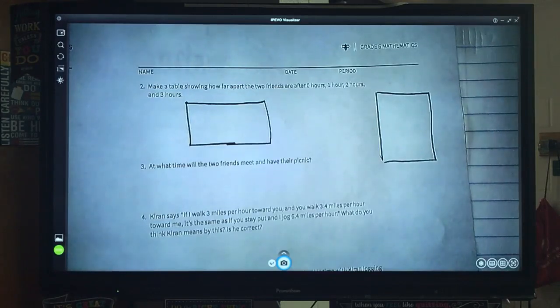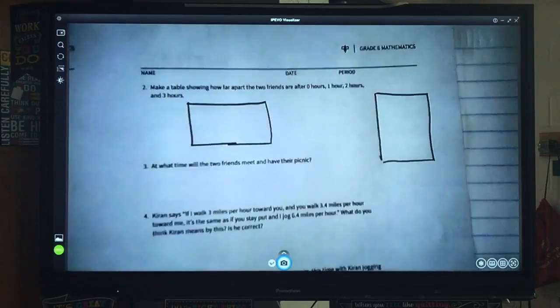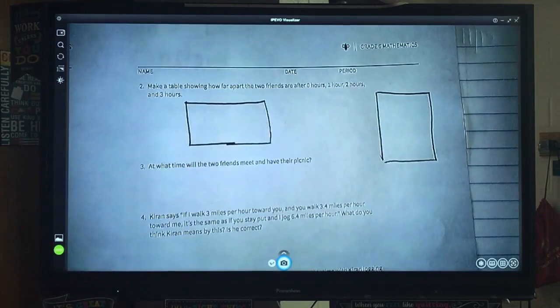Why is your pencil in your hand? Pretty sure I said put all pencils down so I know we're listening, right? I'm going to give you 10 minutes to do this. Any questions before you get started? All right, go ahead.